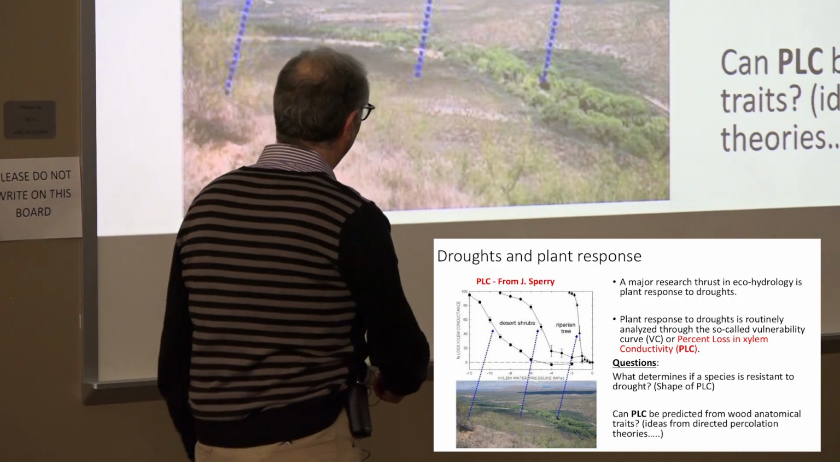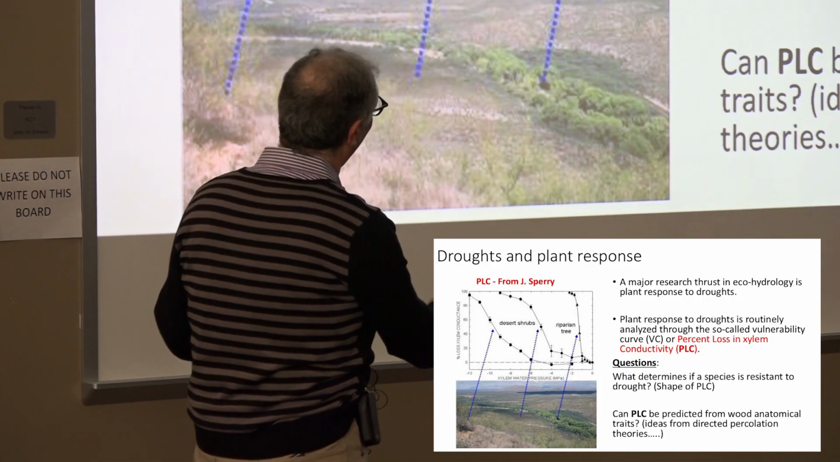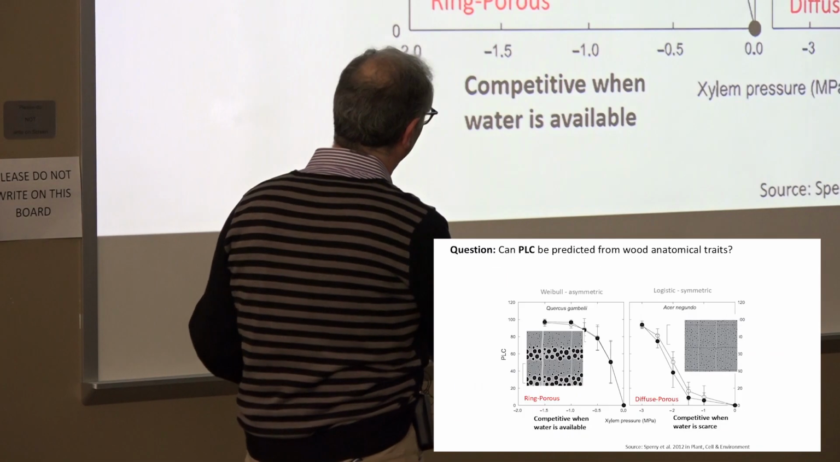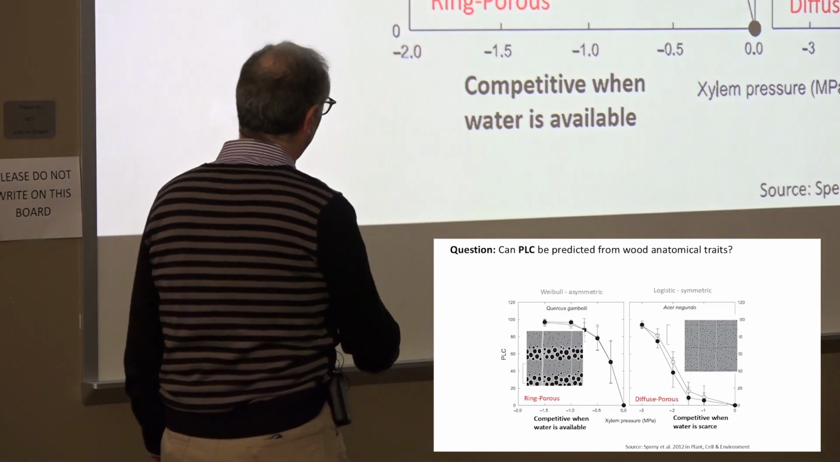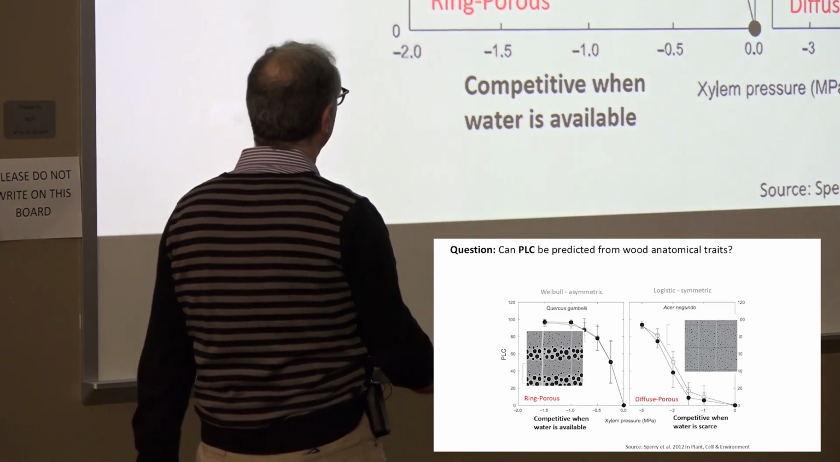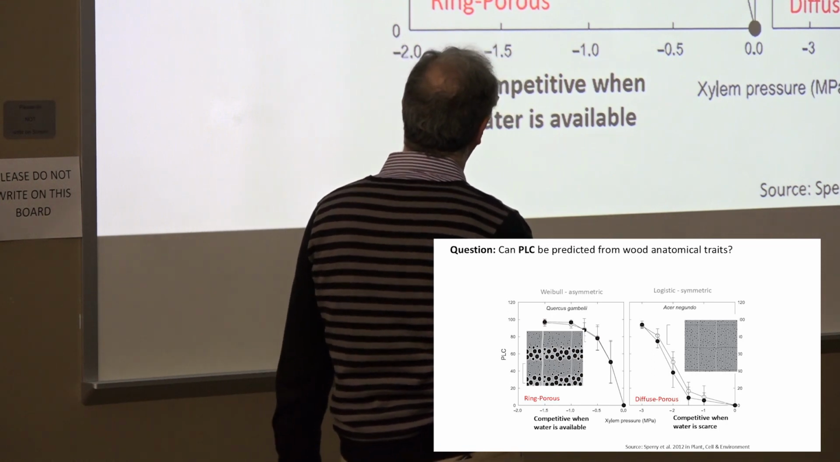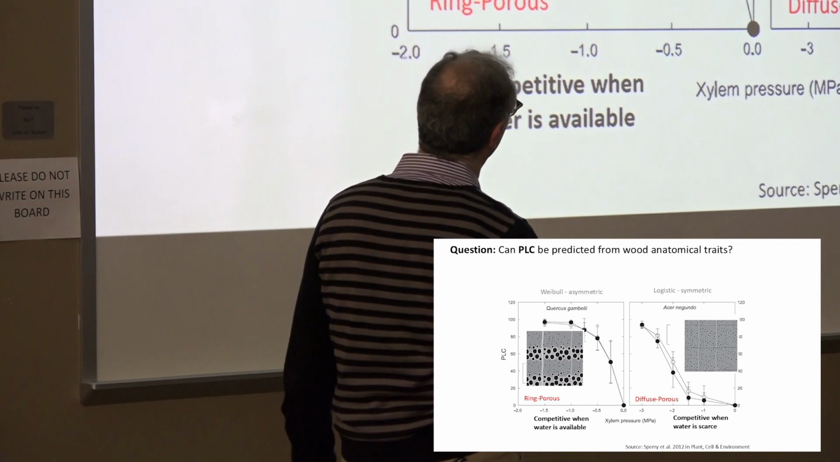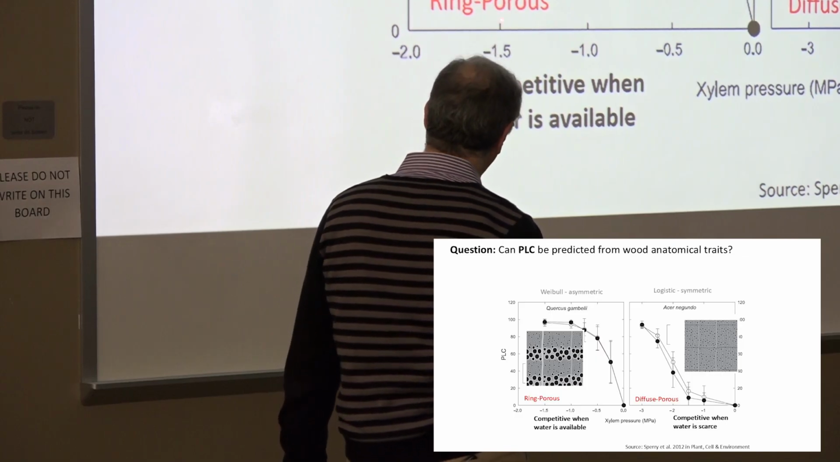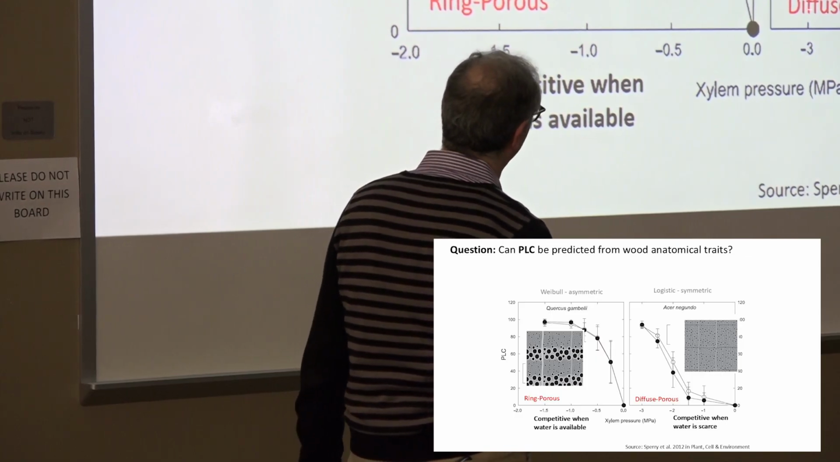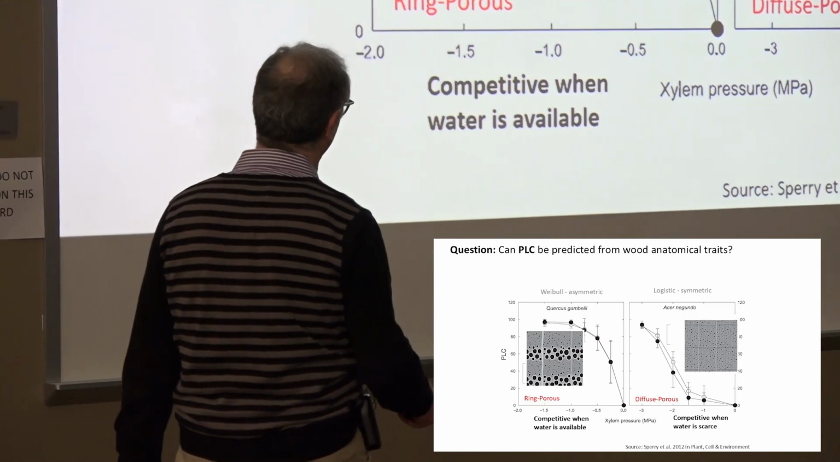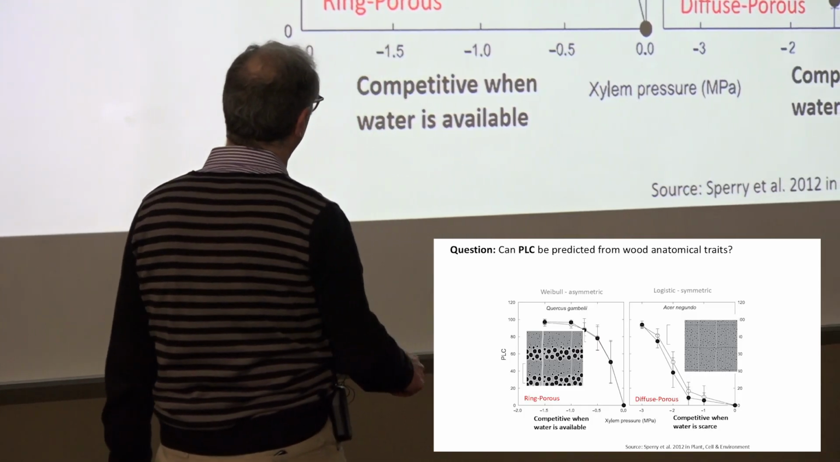Okay, so now just to show you why the advisor was intrigued by this idea: if you look at the wood anatomy, you find that, roughly speaking, the wood anatomical traits seem to cluster in two groups. There is what is called ring porous wood, and there is what is called diffuse porous wood. So what are those? The ring porous wood, these are characteristic.